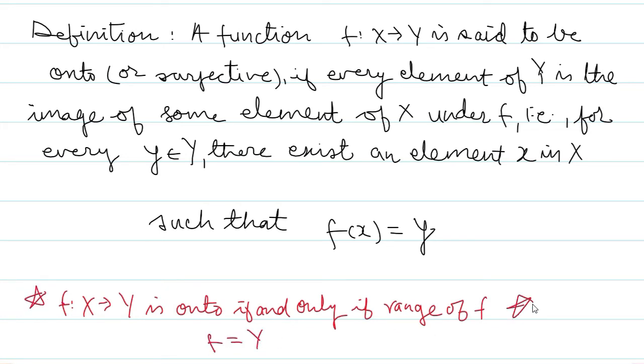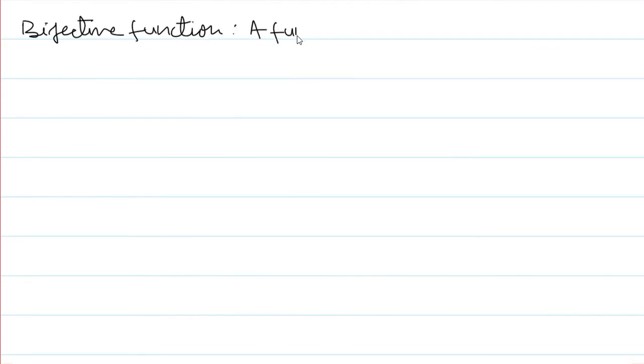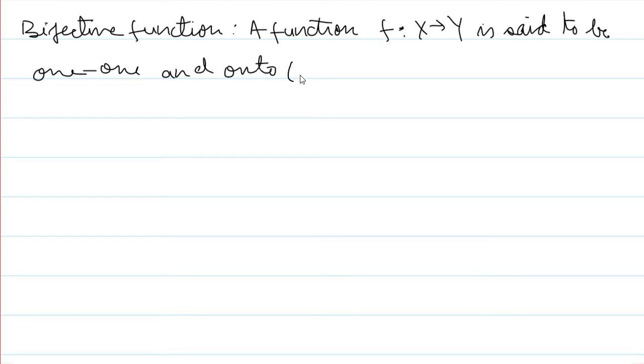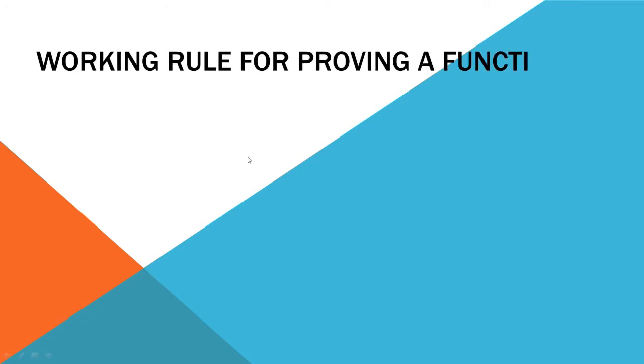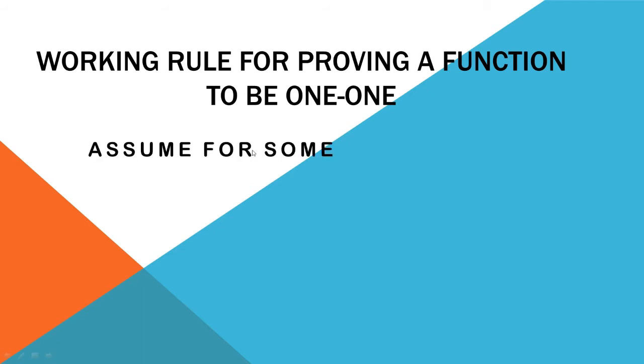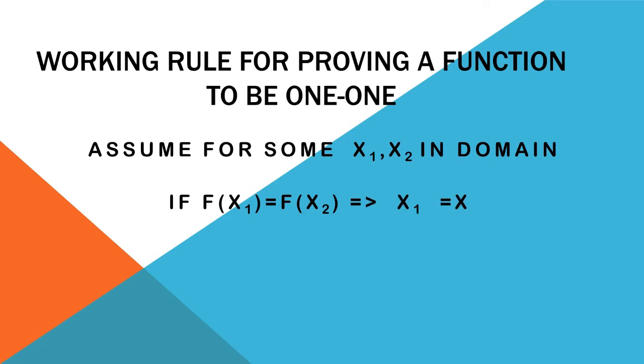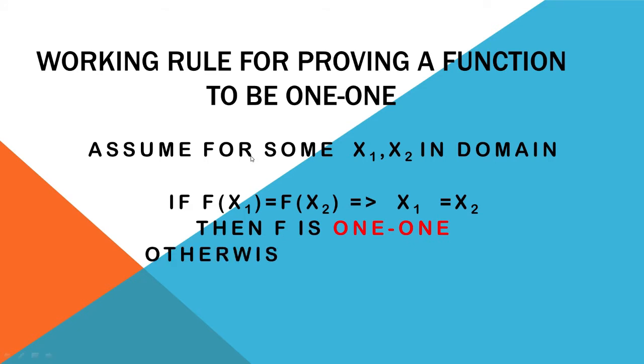Now we will define a bijective function. A function f from X to Y is said to be one-one and onto, or bijective, if f is both one-one and onto. Working rule for proving a function to be one-one: assume for some x1, x2 in the domain, if f(x1) equal to f(x2) implies x1 equal to x2, then f is one-one, otherwise f is many-one.